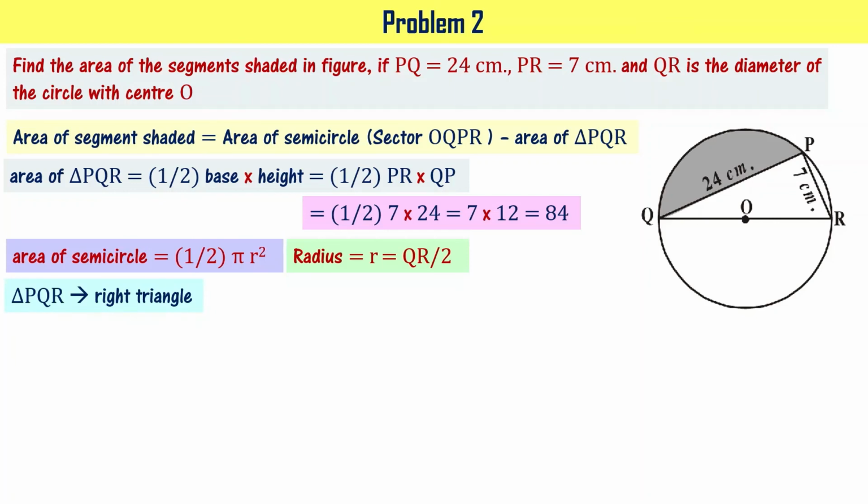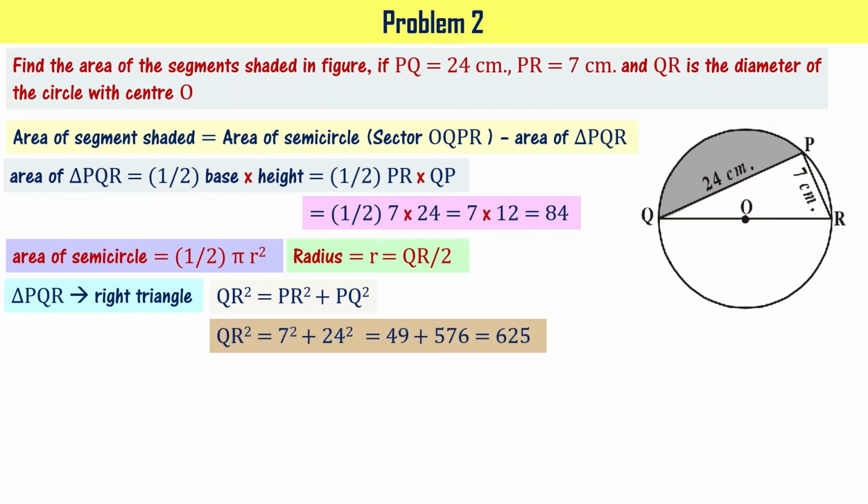If you observe the triangle given, that is triangle PQR, it is a right triangle. It means we can apply the Pythagoras theorem. As per that, QR square can be written as PR square plus PQ square. We know the values of PR and PQ. Substitute them and simplify such that you get QR square equal to 625. It means QR equal to square root of 625, that is equal to 25, right?